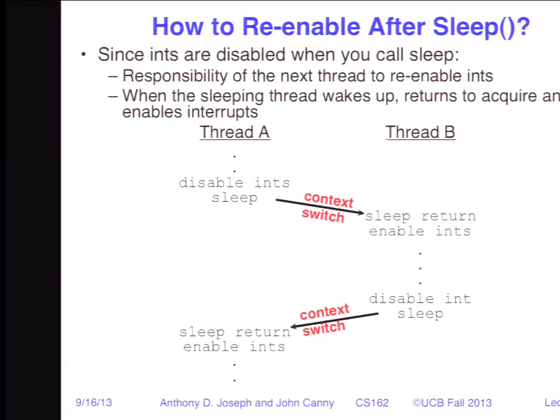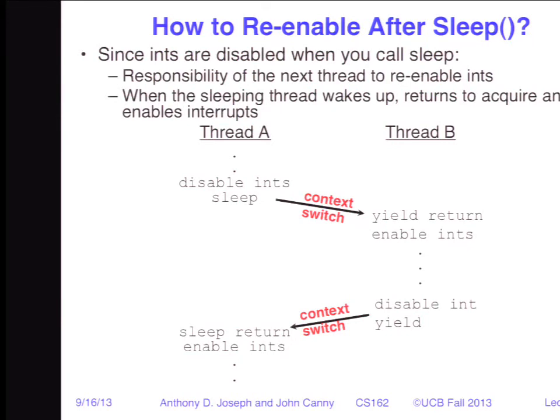Right? Now, this is just context switching between two threads that are sleeping. But there may be other things that are causing the threads to give up control, like yield. And so we're going to have to make sure that our programming discipline for our kernel, our operating system, is that when you return from a context switch, you re-enable interrupts. Before you context switch, you disable interrupts.